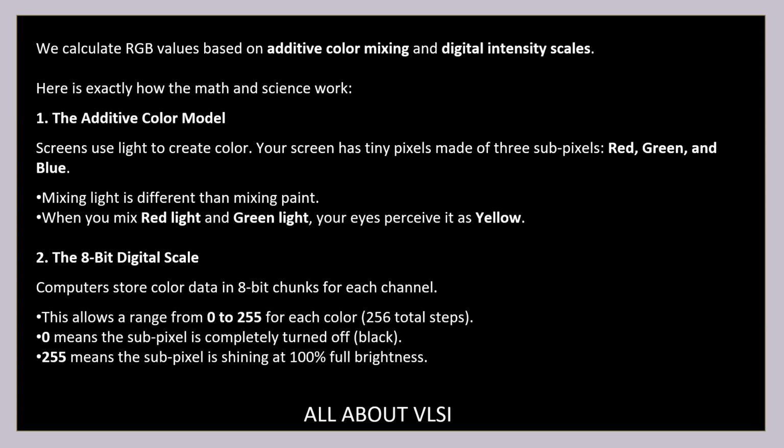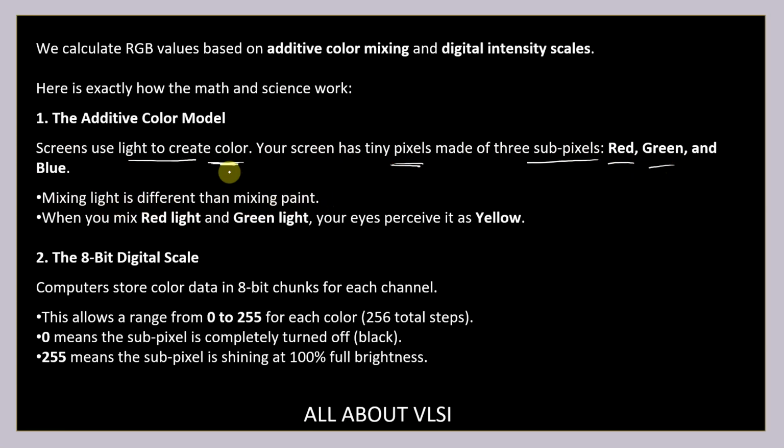So the reason for this is there is something known as additive color modeling. Basically, a screen uses lights for creating the color, and the screen has tiny pixels made up of three subpixels, as I've told you, which is nothing but red, green, and blue. Now, mixing lights is different than mixing paint.